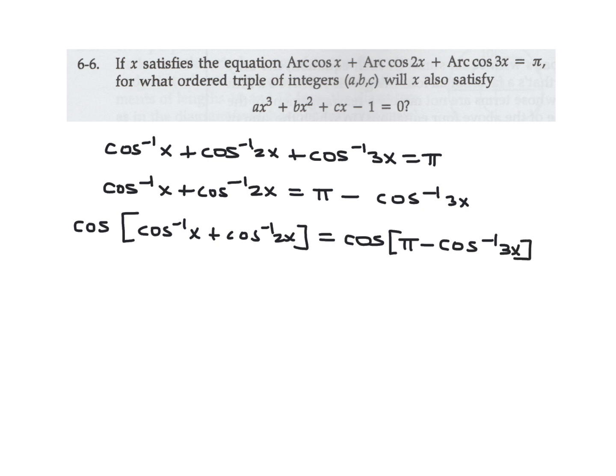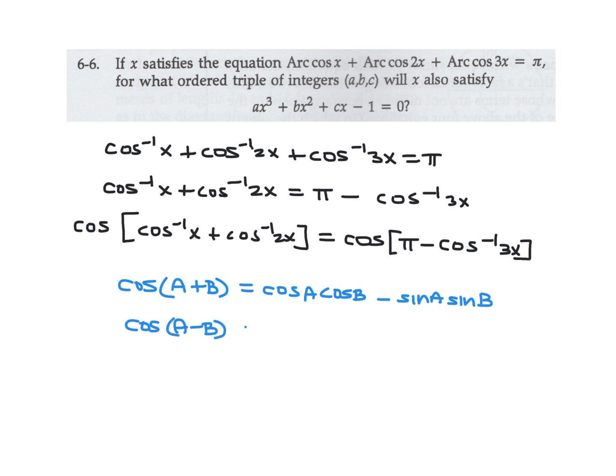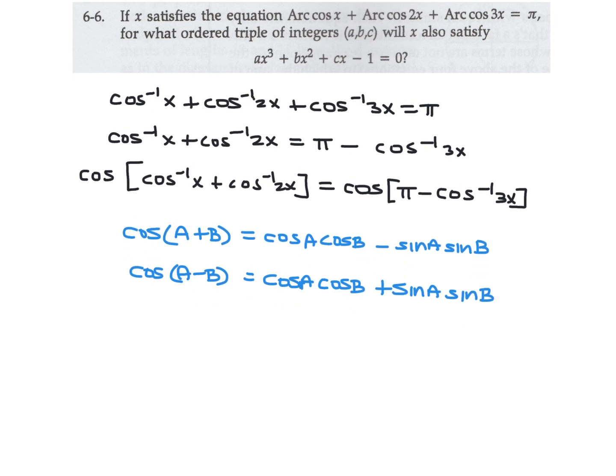And then now is where the trig identities come in. Some of you may remember, some of you don't, so that's okay, I'll write it out. The cos of a plus b is equal to cos a times cos b minus sine a times sine b. And then the cos of a minus b is equal to cos a cos b plus sine a sine b. Okay, so that is what we're going to apply here.